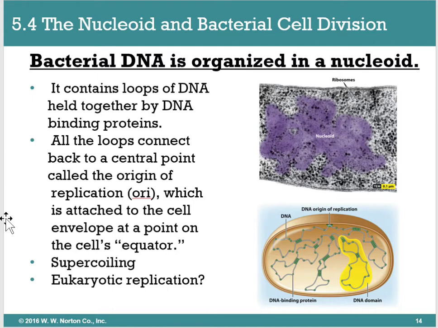And then all these loops all connect, and there's this place called the origin of replication, which is exactly where it's attached to the cellular envelope, and it's kind of like the cell's equator. So it's like the home. There is some point of this DNA that will be bound to the cellular envelope of the bacterium, and that is called the origin of replication.